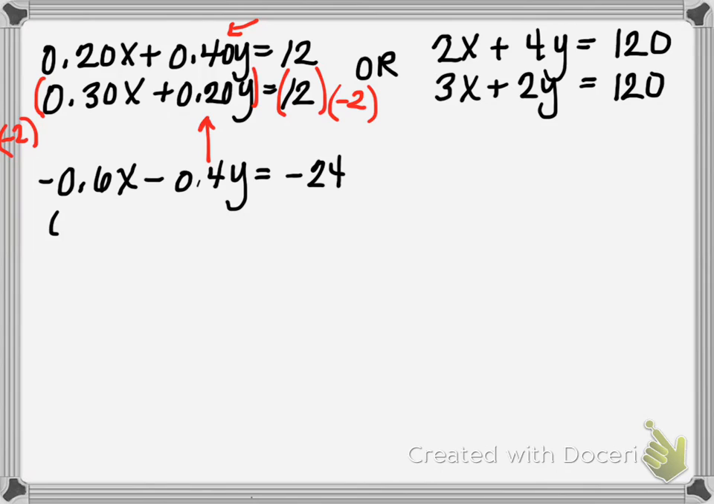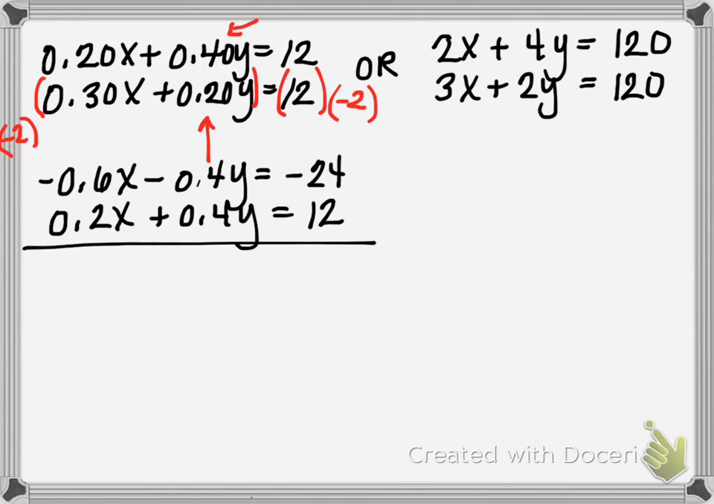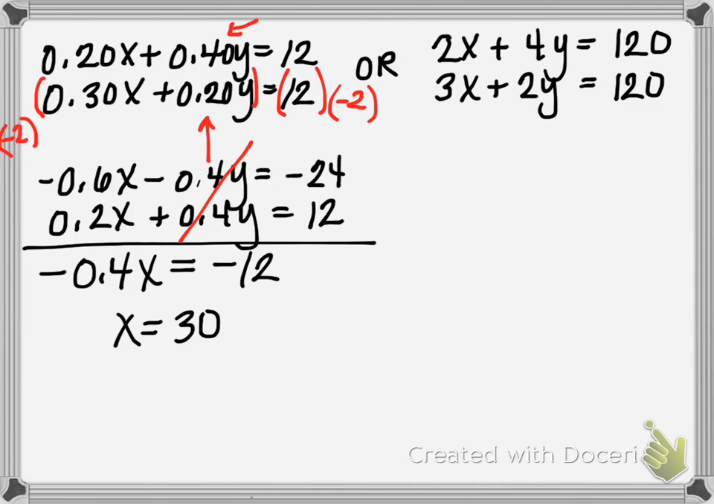And then my top equation, I'll just copy it again, stays the same. So I'm just going to write 0.2x plus 0.4y equals 12. And now I'm ready to go ahead and add the two equations together. And notice when we add the equations together, we successfully eliminate the y terms. So adding negative 0.6x plus 0.2x is going to be negative 0.4x, and that'll be equal to negative 12. And then we'll just divide by 0.4, and that will give us x is equal to 30.